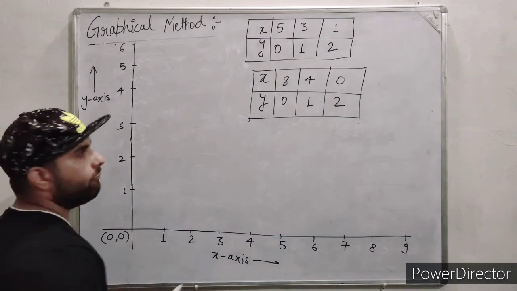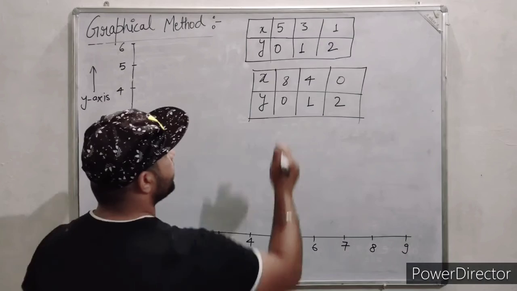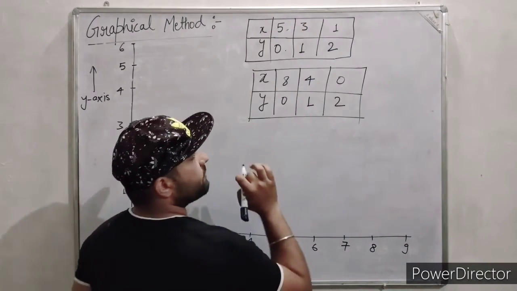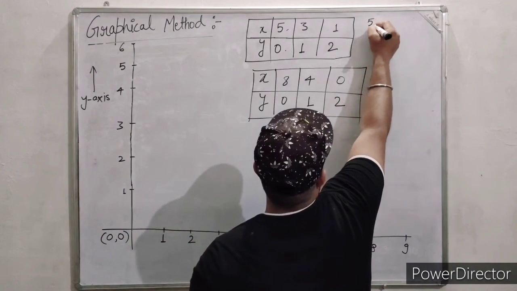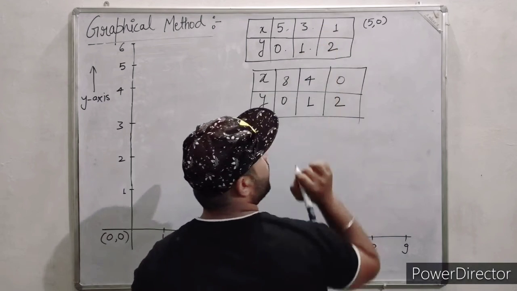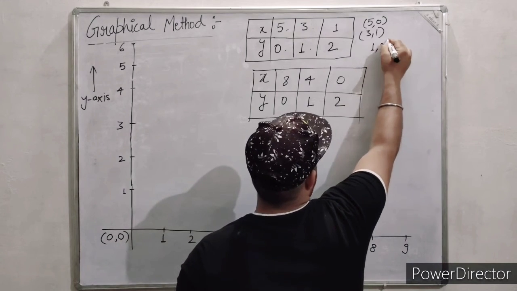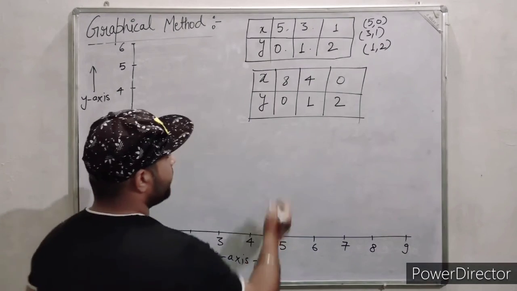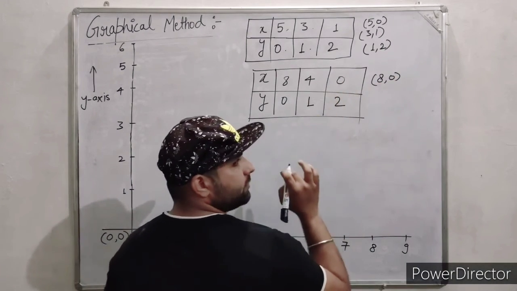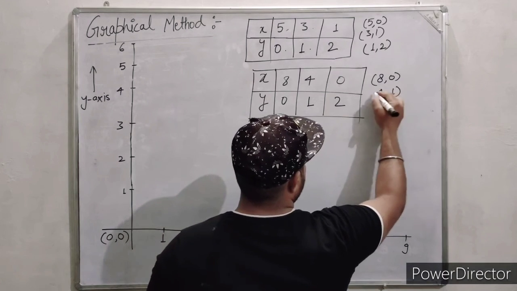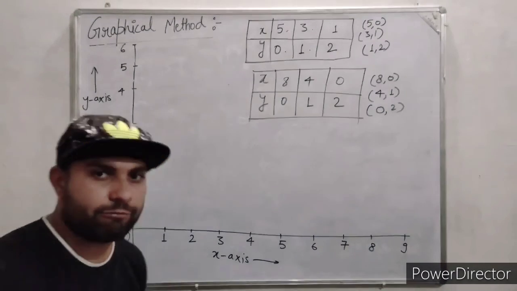So for the values of x and y from the first equation, we have three coordinates. First coordinate is 5, 0. The value of x is 5 and the value of y is 0. Second is 3, 1. Third is 1, 2. For the second, we have 8, 0, 4, 1, and 0, 2. So we will indicate these 3 points in this graph.